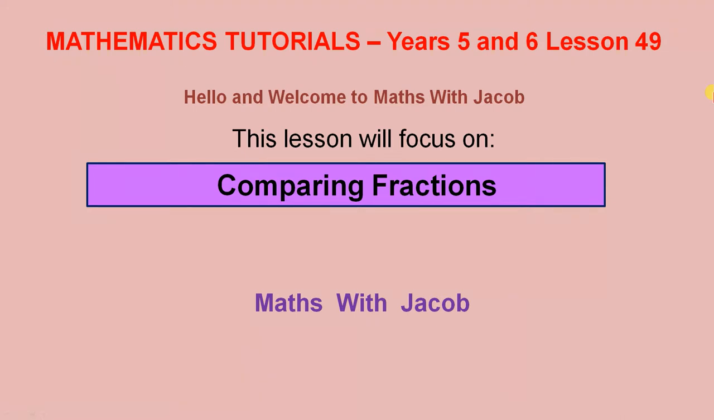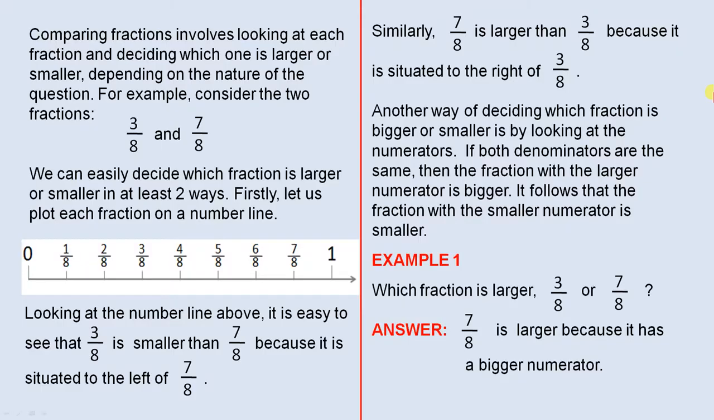This lesson will focus on comparing fractions. Comparing fractions involves looking at each fraction and deciding which one is larger or smaller, depending on the nature of the question. For example, consider the two fractions 3 over 8 and 7 over 8. We can easily decide which fraction is larger or smaller in at least two ways.